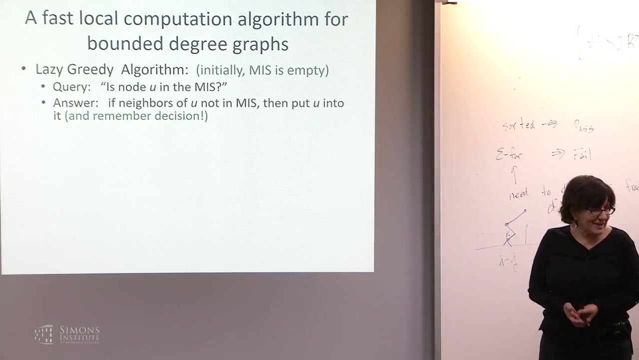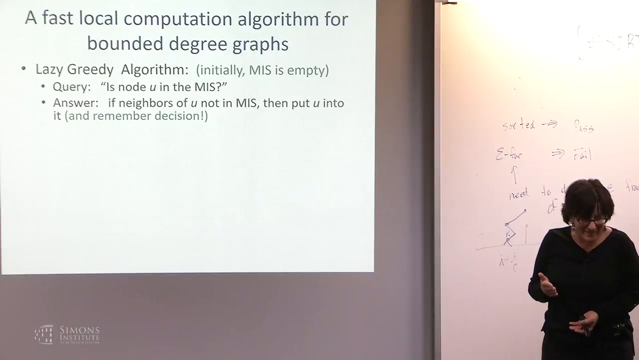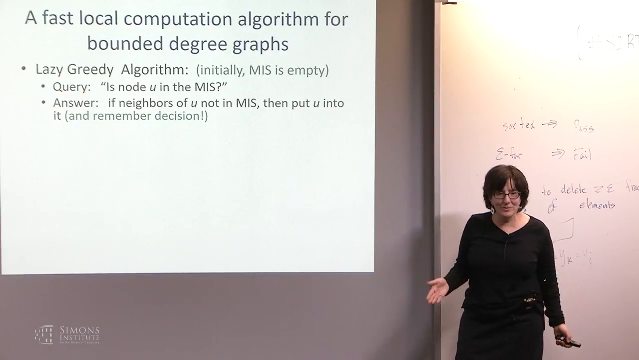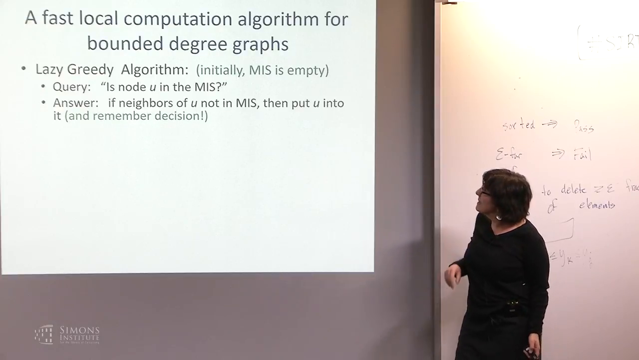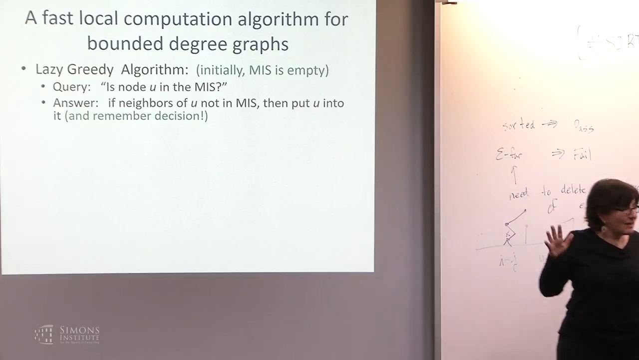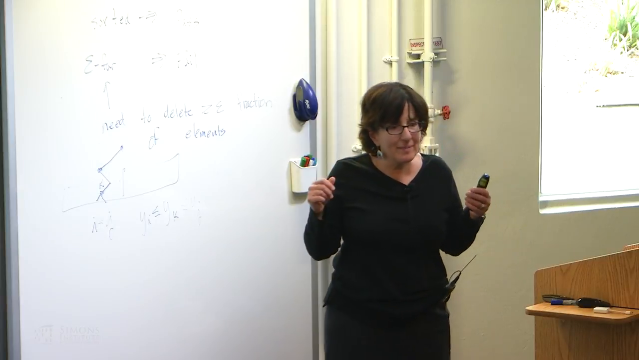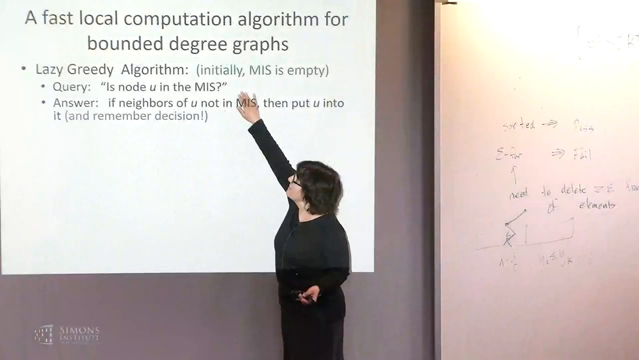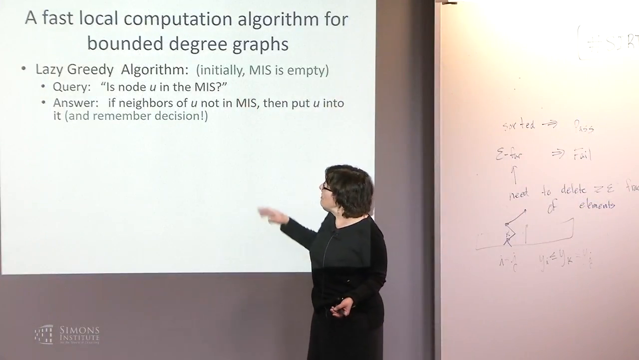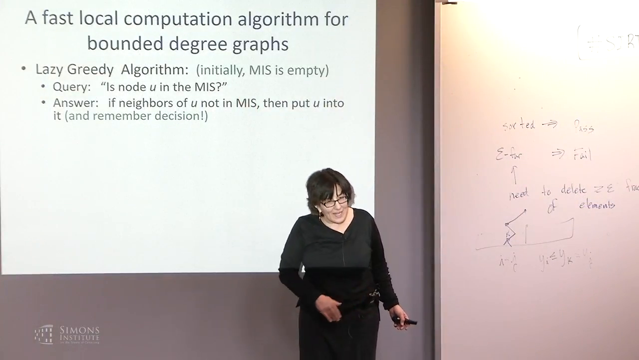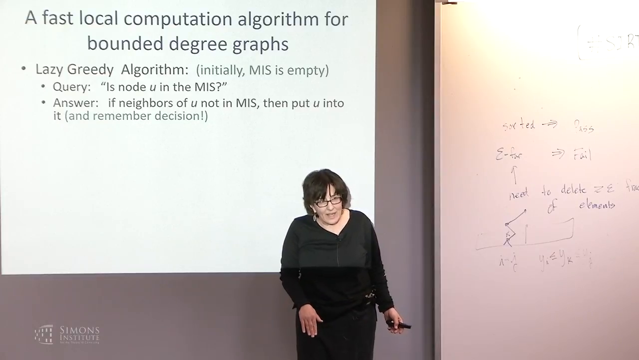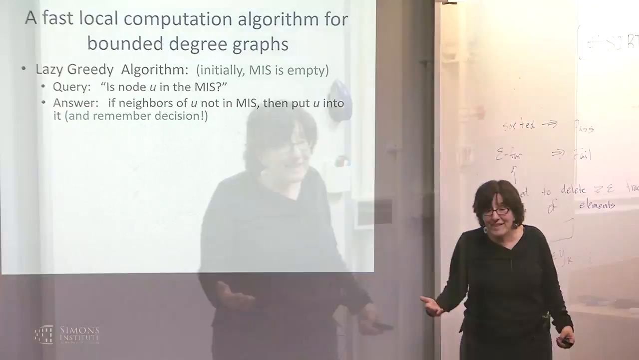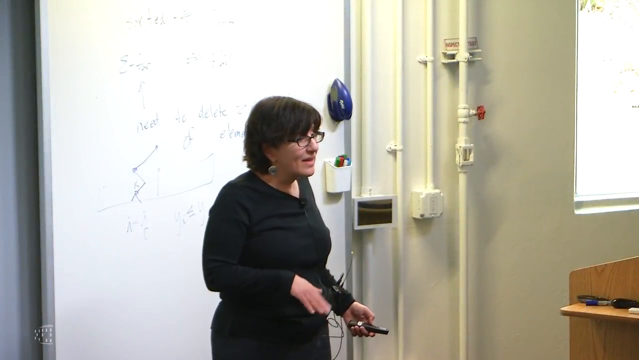Here's a maximal independent set algorithm that I could run. I could run something that I'm going to, just for today, call the lazy greedy algorithm. Okay? So initially, the local computation algorithm assumes that this maximal independent set is completely empty. And when it gets a query that asks, is node u in the maximal independent set, then it checks and sees, did I put the neighbors in the maximal independent set yet? And if not, it says, yes, sure, put them in. I know, if one of the neighbors is in the maximal independent set, then I can't put them in.